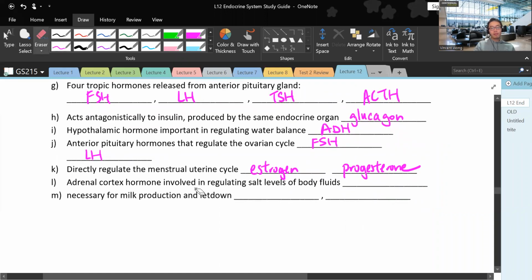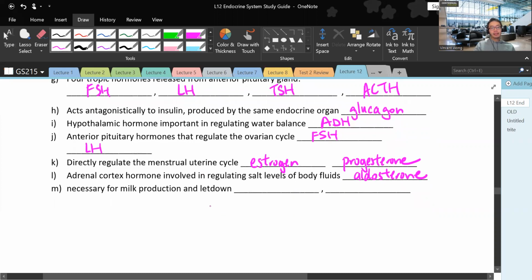Adrenal cortex hormone involved in regulating salt levels in body fluids. That would be the aldosterone. Necessary for milk production and letdown. So for milk production is going to be the prolactin. And for letdown, it is going to be the oxytocin.